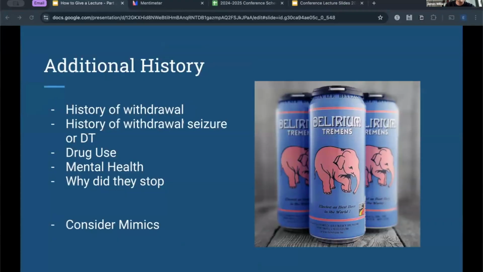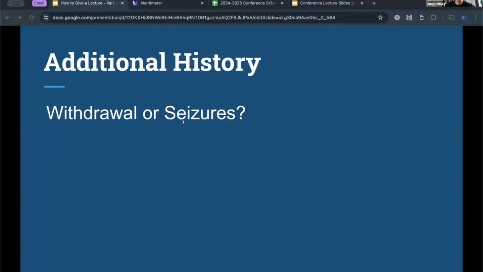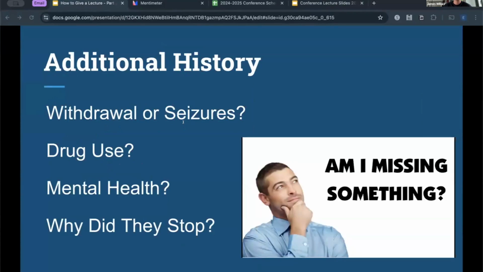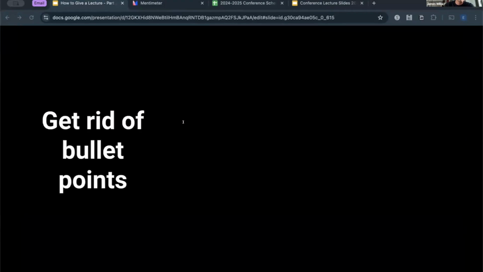All right, so instead of this page, we can start like this, withdrawal seizures, and then you can extrapolate on what you want to say about it. Move on to drug use, move on to mental health. Why did they stop? So one at a time, you're making the audience sit with you at each point. And then you can use pictures as well. So this gives more time to keep the audience's attention for you to really explain your points without people trying to just jump ahead. All right. So to recap, tip number one, get rid of bullet points, use more images.